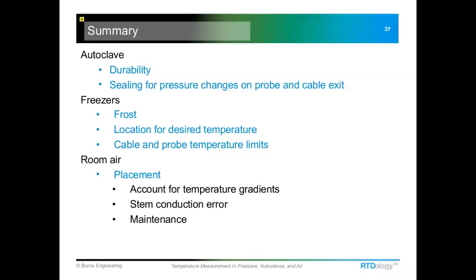And with room air temperature, have sufficient immersion length to take stem conduction into account, and then look at the temperature gradients within that chamber, and place the probe where, typically in a freezer, you want to put it in the warmest place. If it's an oven, you might want to put it in one of the cooler places. If neither one of those locations is good, then an averaging style probe may be suitable for what you're trying to accomplish.